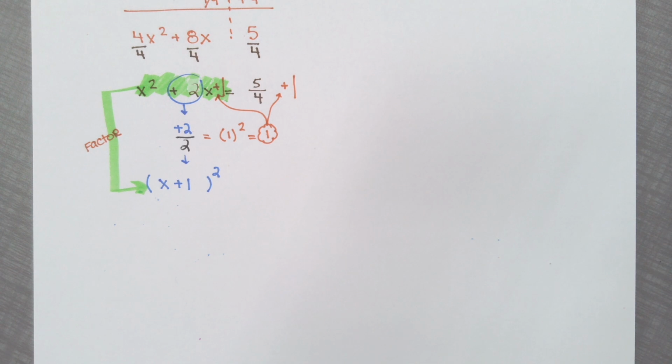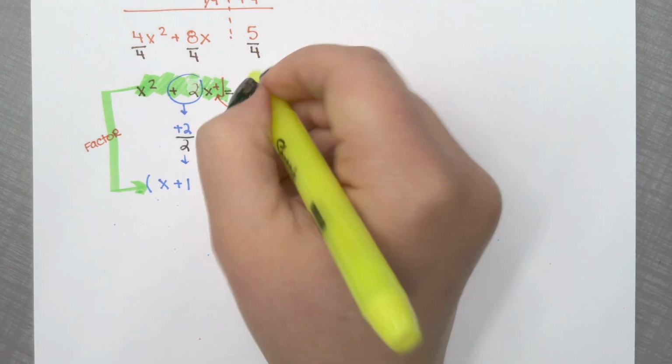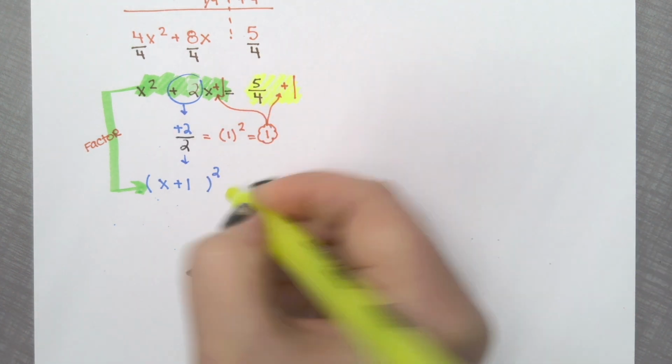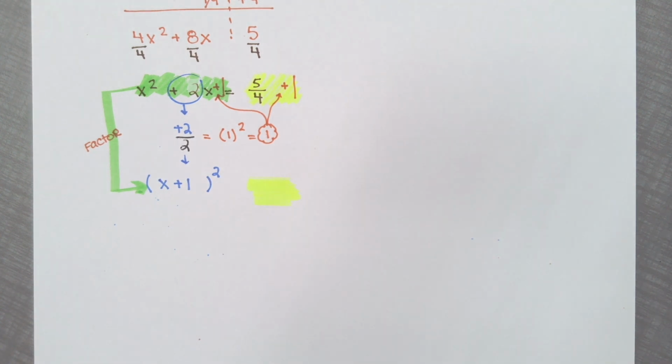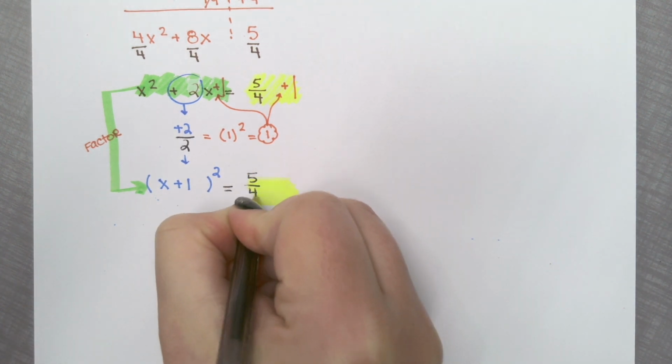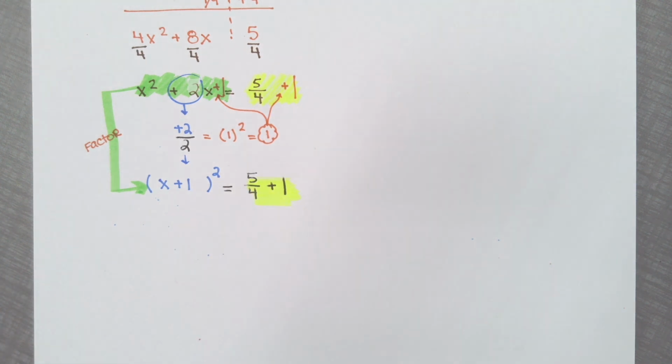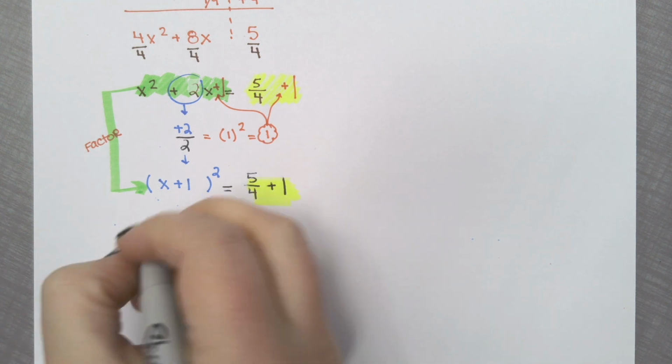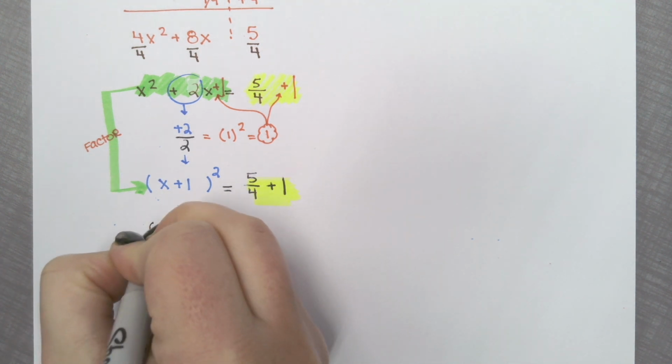On the right-hand side, we do need to add 5/4 plus 1. In order to add this, I need common denominators. If you choose to use a calculator, you're going to have to convert, so don't do that. Just do it by hand. It's going to be actually, believe it or not, easier.